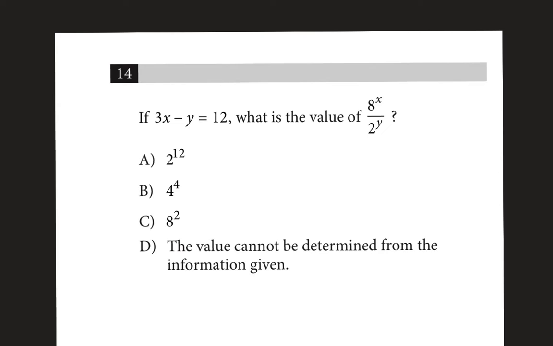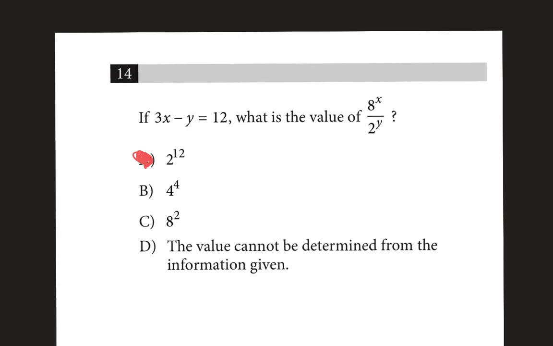All right, everybody. So this is going to be the second question that we're going to go over. And right away, I read it and it says, if 3x minus y equals 12, what is the value of 8 to the x over 2 to the y? This is a really simple problem. And in my head, I can already tell you without thinking, well, there is a little thought, obviously, but the answer is A.